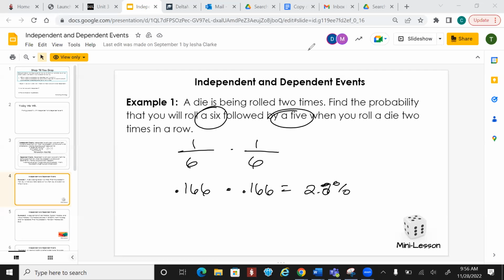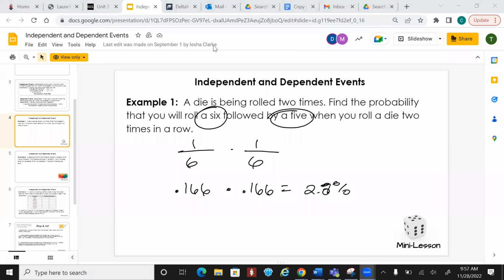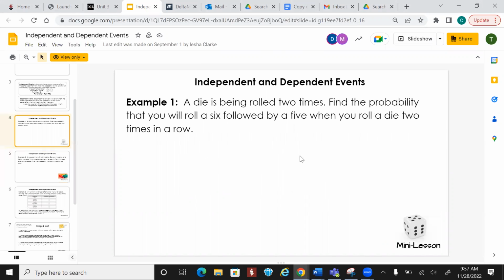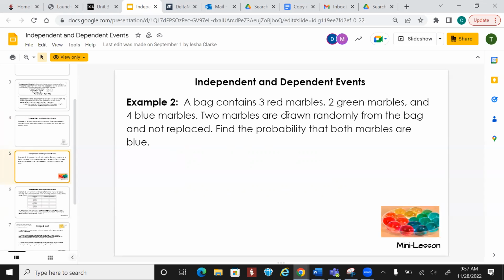Now, fractions versus decimals, really quick. If I multiply 1 out of 6 times 1 out of 6, this is actually going to give me 1 out of 36, which is 2.7, 2.8%. Going back to here, we understand that these are independent events. The likelihood of that happening is very, very small, but they're independent events. Go ahead and take a look at this next one.